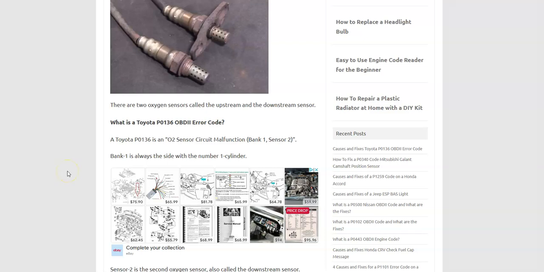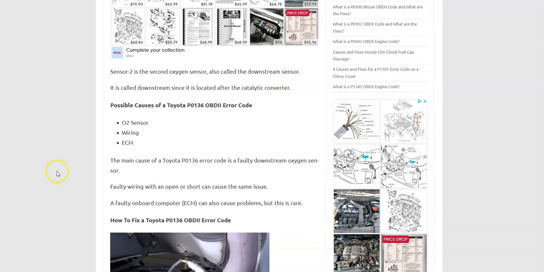And there's going to be two oxygen sensors. There'll be the upstream and the downstream. And the downstream one is also called sensor 2. It's the one after the catalytic converter. So sensor 1 would be before the catalytic converter, and sensor 2 is after the catalytic converter, also called the downstream O2 sensor. And what are some possible causes?